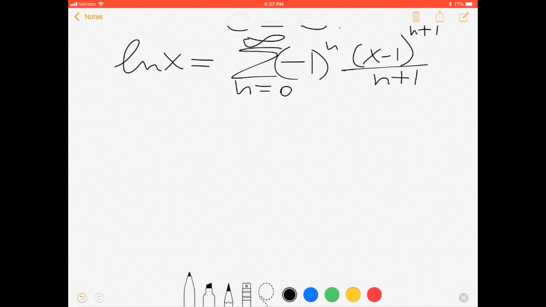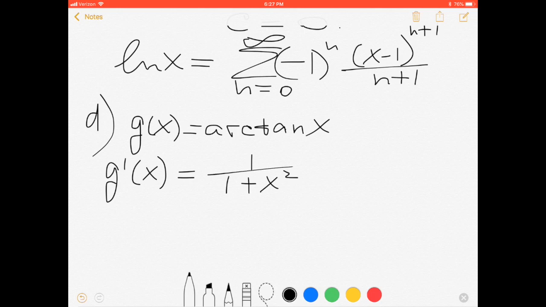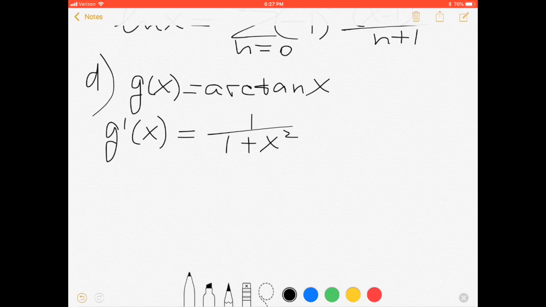Next example. What happens if your function is g(x) equals arctan x? Well, first remember the derivative. The derivative g prime of x will be 1 over 1 plus x squared. Okay, great.